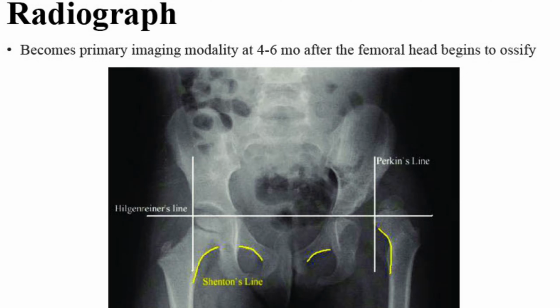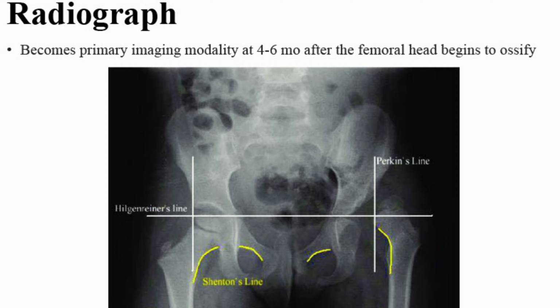So what are we going to look at on the radiograph? There are two lines we are talking about. One is the horizontal line, Hilgenreiner's line. We draw a line through the triradiate cartilage. See, this is the triradiate cartilage, and through that goes the horizontal line. Then we talk about another line, Perkin's line, which is vertical on the lateral part of the acetabulum. The hip should be within the inferomedial part of this quadrant. So see, this is a dislocation.